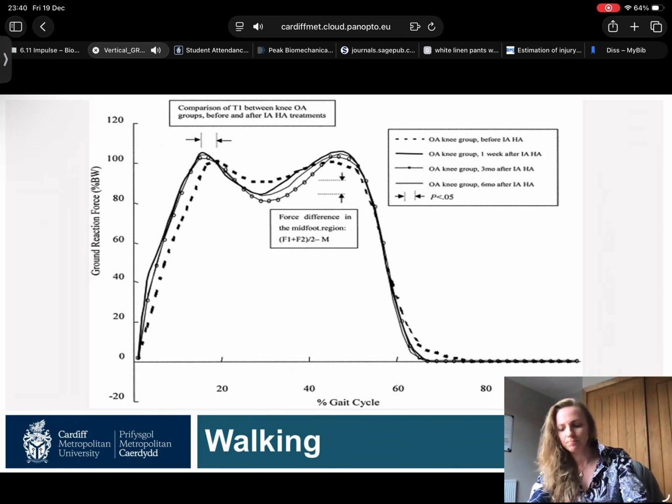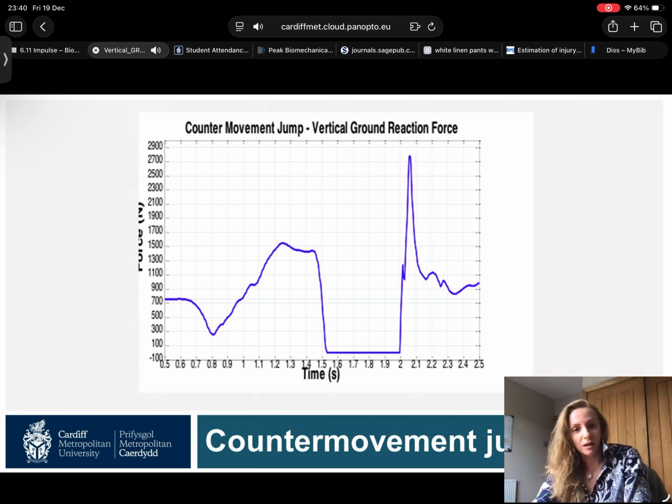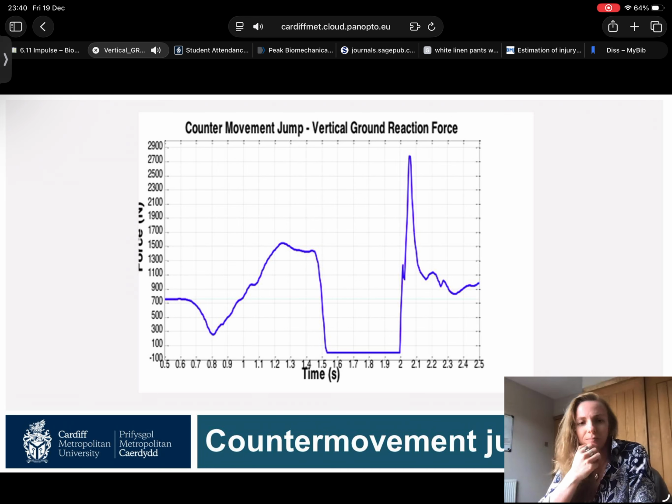This is a counter movement jump. Hopefully you're quite familiar with this by now based on what you've been taught in the first and second years. With a counter movement jump, we always want to try and cut our data to when the movement is beginning, so when the movement essentially dips below our body weight line, which in this case is just over 700 in this figure. And this is a typical vertical ground reaction force profile for a counter movement jump.